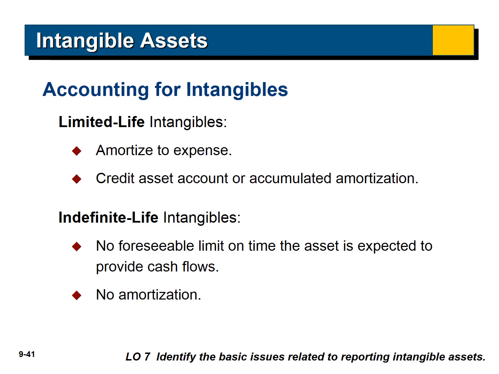How do we account for them? Well, limited life intangibles, those that have a limited life, they don't last forever, like a patent, those are going to be amortized. Now, amortized is very similar to depreciation. We call it amortization instead, but it's basically the same thing. And then indefinite life intangible assets, they don't have a specific life, so there's no foreseeable limit on the time the asset is expected to provide cash flows. For example, a trade name has no definite life on it, therefore we do not amortize, or we do not write them off over time.